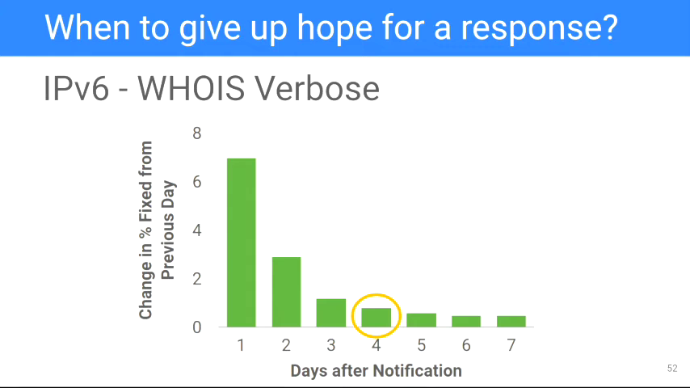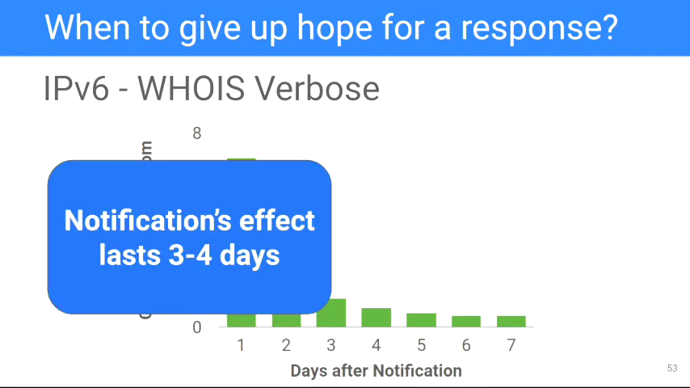The fact that there is still a little bit of remediation left is not actually indicating further remediation due to our notifications, but this is likely just natural network churn because this actually matches the level observed in the control group. So we see that the notification's effect essentially lasts roughly 3 or 4 days. If you notify somebody and they don't do anything within the first 4 or 5 days, essentially, from what we saw, you should not expect anything else to happen.